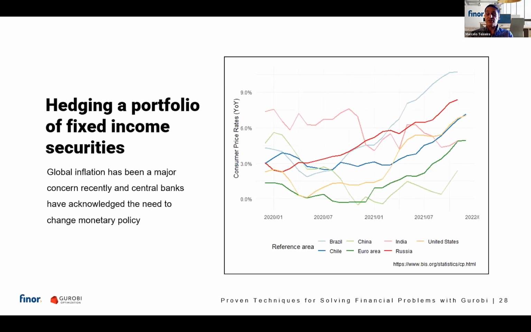So to start the presentation, I'd say this presentation is very timely because, as you can see, inflation has been going up throughout the world, both in the developed world and the developing world also. And for reasons we won't cover here, as a consequence, central banks have taken notice and they have acknowledged the need to change monetary policy in the direction of raising interest rates.